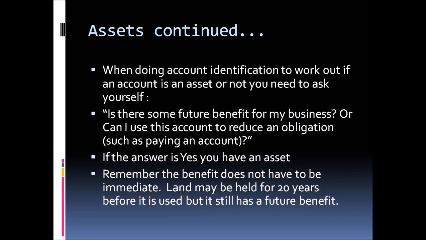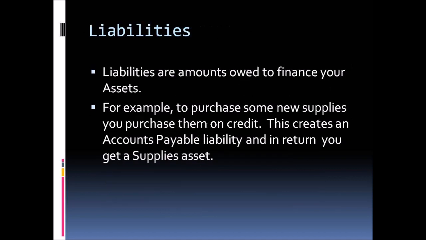The next account type we're going to look at is liabilities. Liabilities are amounts owed to finance your assets. For example, to purchase some new supplies, you purchase them on credit. This creates an accounts payable liability, and in return you get a supplies or inventory asset.